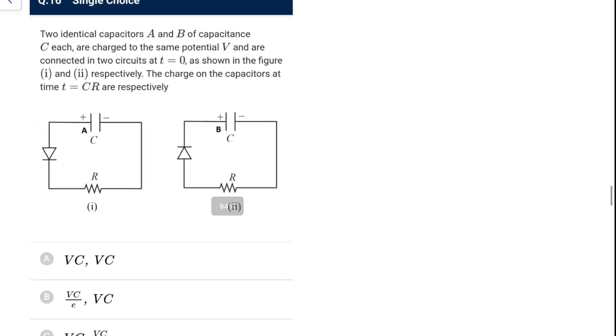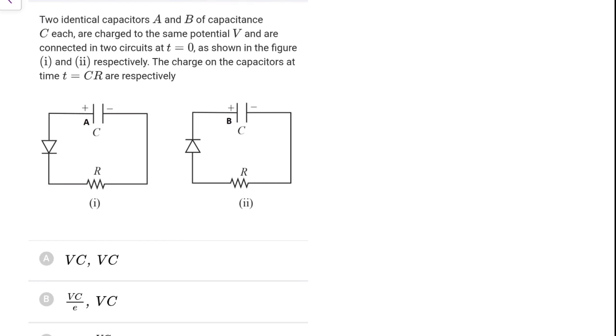Next one. Two identical capacitors of capacitance C each are charged to the same potential V and connected to the two circuits at t equal to 0. At t equal to 0, the charge on the capacitor at time t equal to RC, we usually denote it as t equals tau.